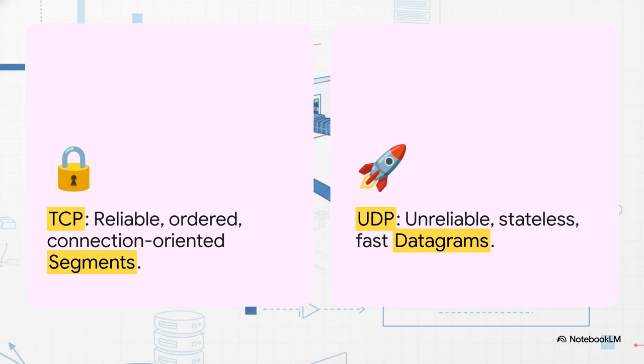On the flip side, the User Datagram Protocol, or UDP, utilizes datagrams to rapidly blast data out there without verifying a single thing. It's like an announcement over a PA system. The data goes out instantly, but UDP honestly doesn't care if you actually heard it.